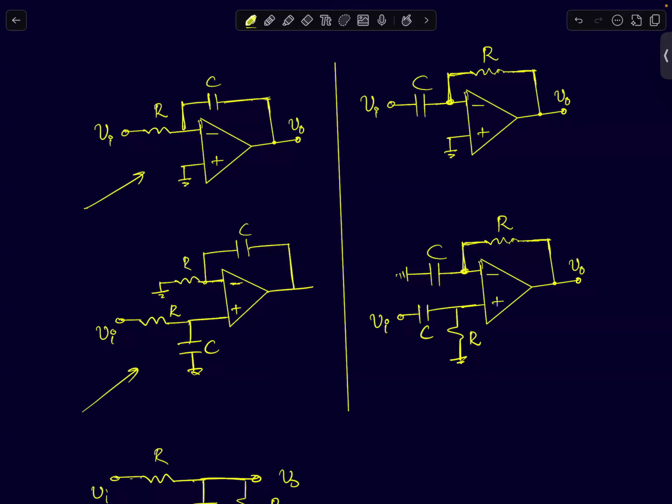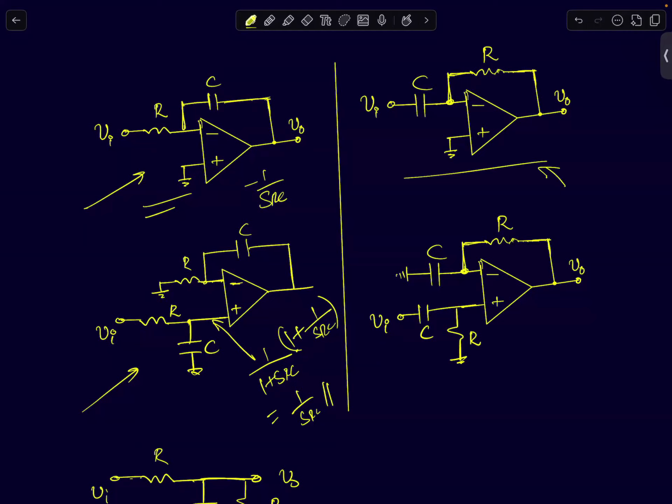The same way, this one here is an inverting differentiator. You take this impedance and divide it by this, so you will get R by 1 by SC with a minus sign. So you have minus SRC. That's the ideal differentiator. Now this circuit here is just an inverse; I've just interchanged the capacitors and resistors. Then you get a differentiator operation.